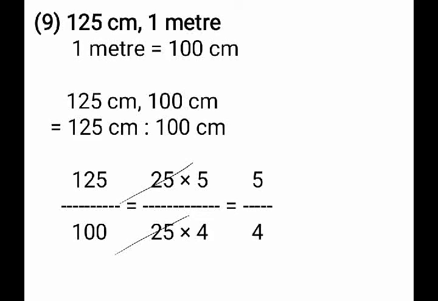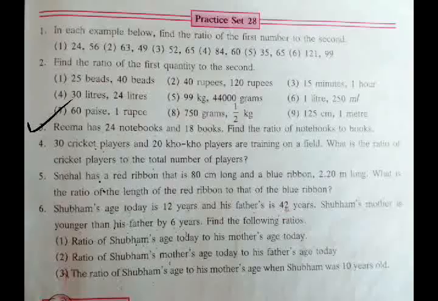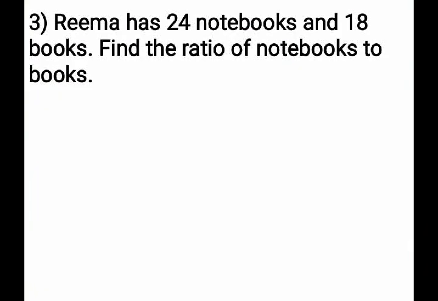5 upon 4. The ratio form of 5 upon 4 is 5:4. Next, Rima has 24 notebooks and 18 books. Find the ratio of notebooks to books. You have to write the statement.